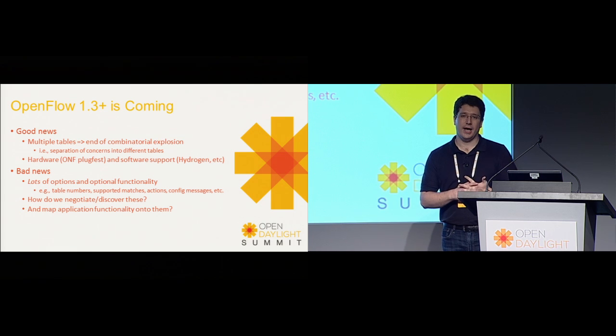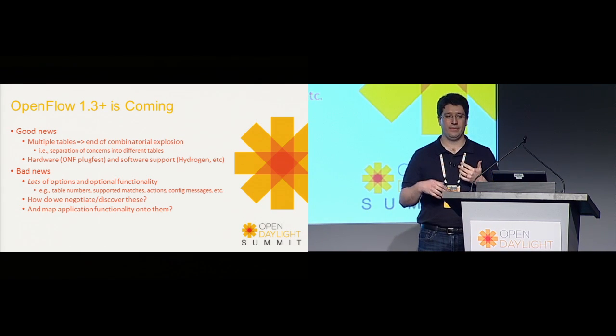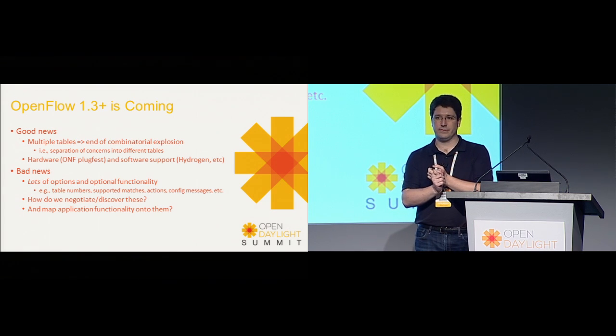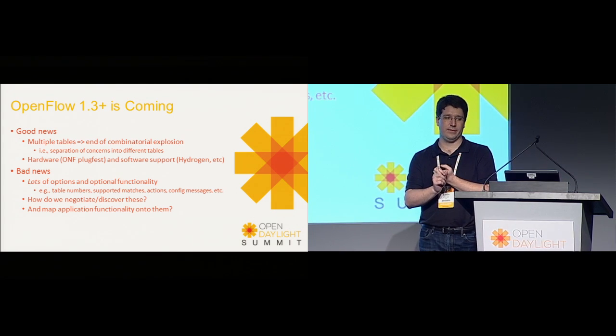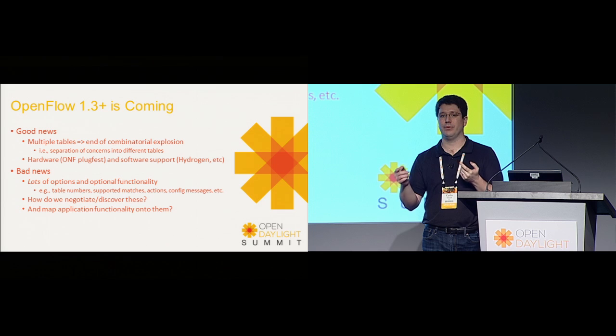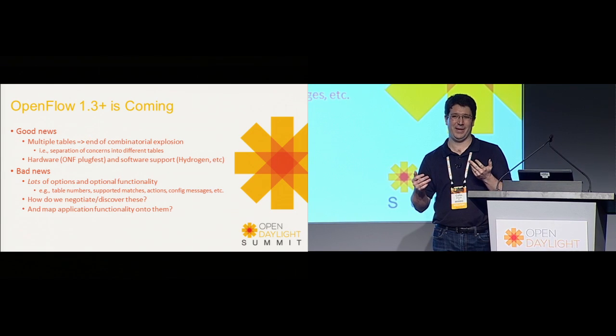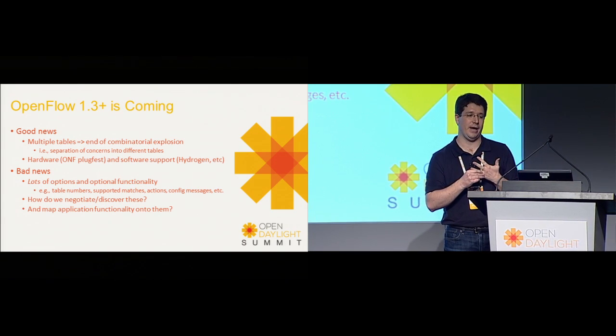So just as a high-level thing, OpenFlow 1.3 and now 1.4 are coming, and the good news is that they're fixing a couple of the problems that we had before. One of them, in addition to just the simple things like, hey, we can now route on MPLS and IPv6, which we've been able to do with extensions for a while now, but now have formal support for that.